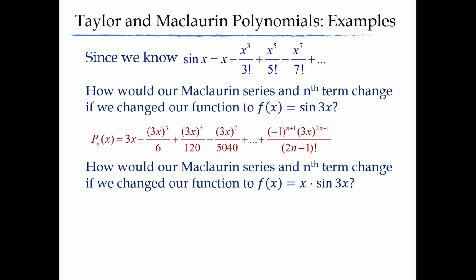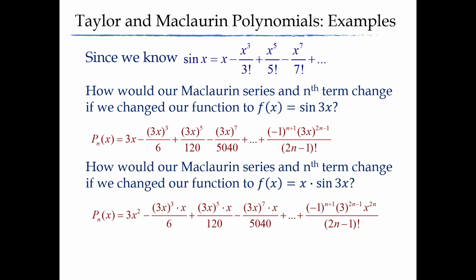How would our Maclaurin series and nth term change if I multiply it times x? So let's say I want to find x times sine of 3x. Well, if you think about it, we know what sine of 3x is. It's the polynomial that we have above. So what would be x times this polynomial? Well, all I have to do is multiply the entire polynomial times x.